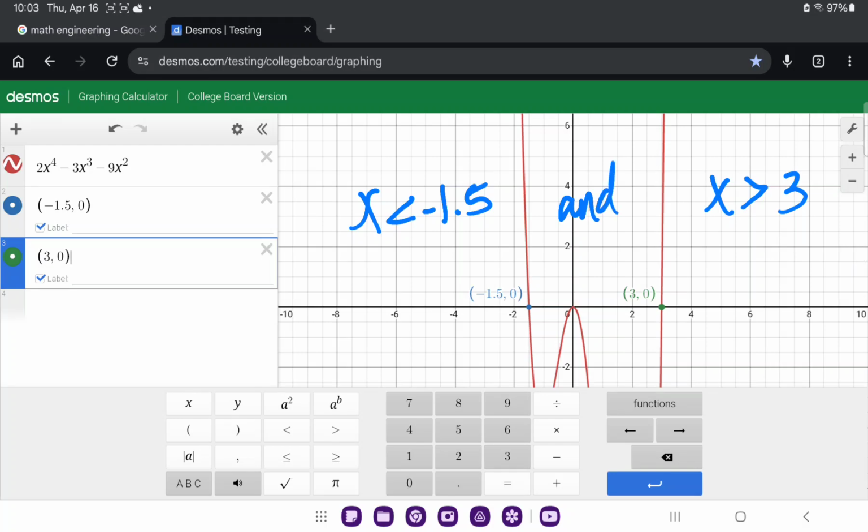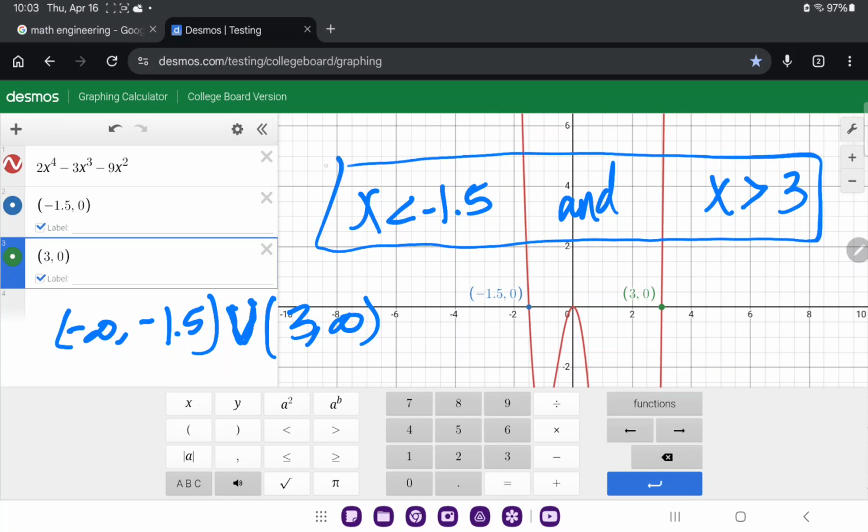Now, when we are writing it as a set, we want to write it using our parentheses and brackets. So using parentheses and brackets, we are going from the left, which is negative infinity, all the way up to negative 1.5. And that's a U. It's a weird looking U, but it's a U. And then we start again from 3 to positive infinity. So this is it as an inequality, and then this is it in set notation. We need to be able to read both and write both. All right? Okay.